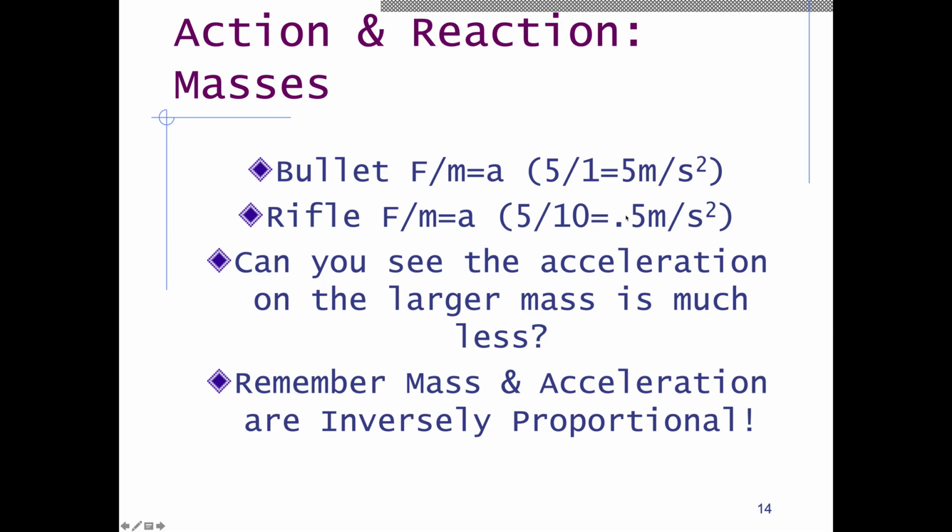So can you see the acceleration on the larger mass mathematically? It's a lot less. The bullet went flying off at 5 meters per second squared. Again, not an accurate number, but you get the point. Where the rifle only changed its speed by 0.5, substantially less. So remember that mass and acceleration are inversely proportional. We talked about that before. That's a fancy way of saying the opposite is going to happen. If something's more massive, I'd expect to see less change in its speed.